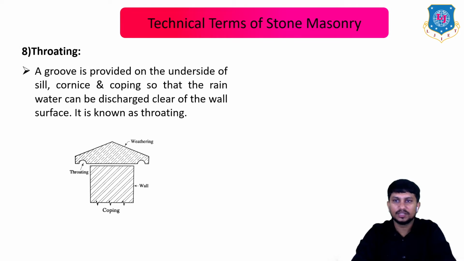Next is throating. It is a groove which is provided on the underside of sill, cornice, and coping so that the rainwater can be discharged clear of the wall surface. It is known as throating. You can clearly see throating in this figure.